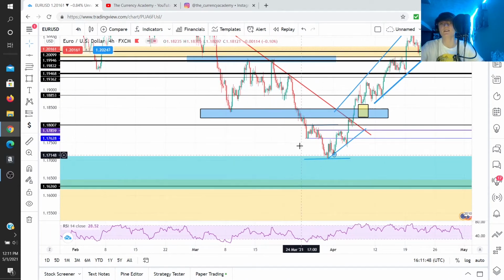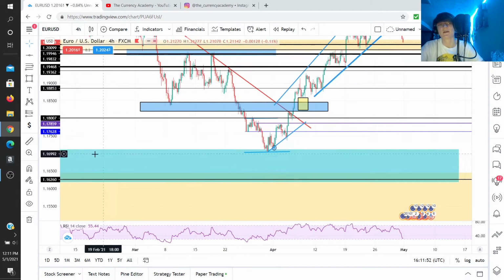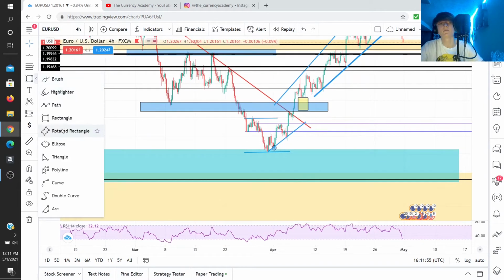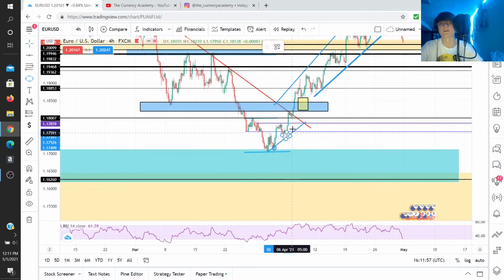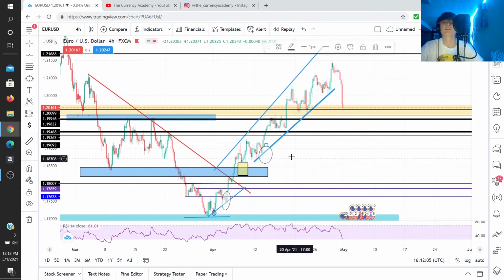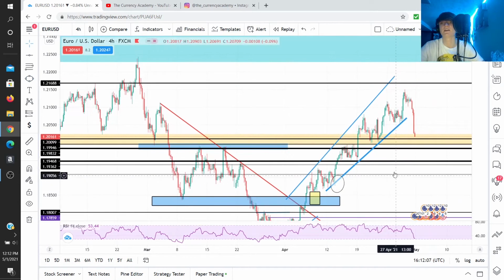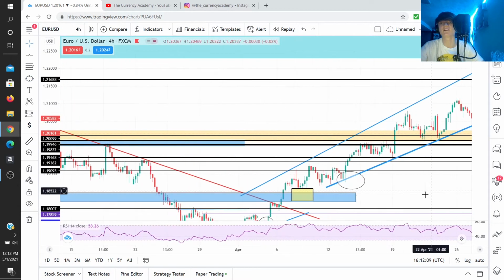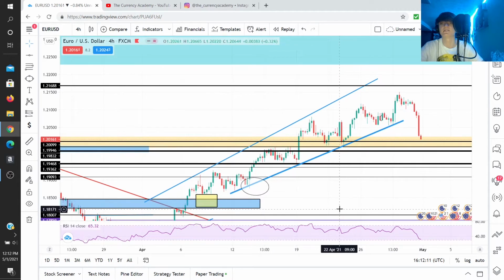As you can see right here, we are making these lower lows, lower lows, lower lows, and then all of a sudden right here we have a higher low. We have higher lows just everywhere, and we're now in an uptrend. So we draw our trend lines on, and now I was looking at this move right here.